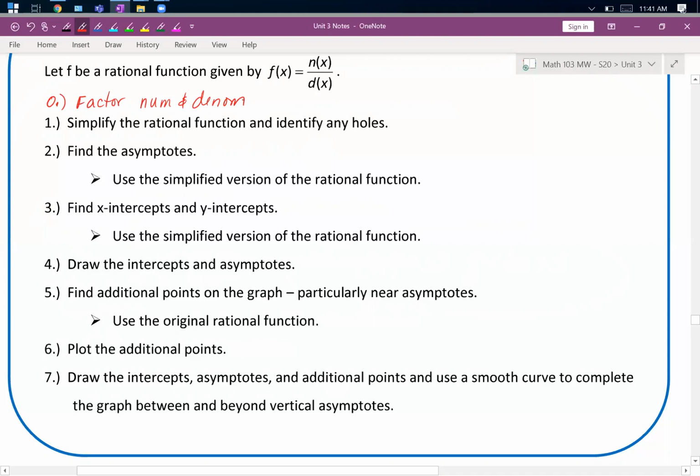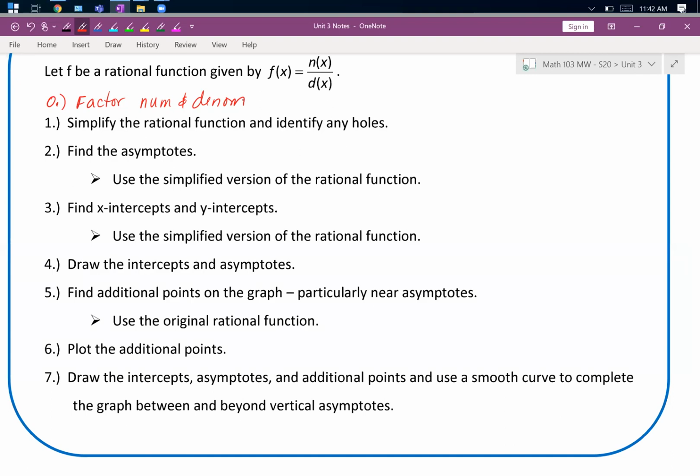Then we're going to find all of the asymptotes using the 3 types of asymptotes that we have. It's important that when identifying asymptotes you're using the simplified version of the rational function. Then we're going to find x and y intercepts. We do that a lot when we graph because they're points that are easy to find. Again, you've got to use the simplified version of the rational function when finding those intercepts.